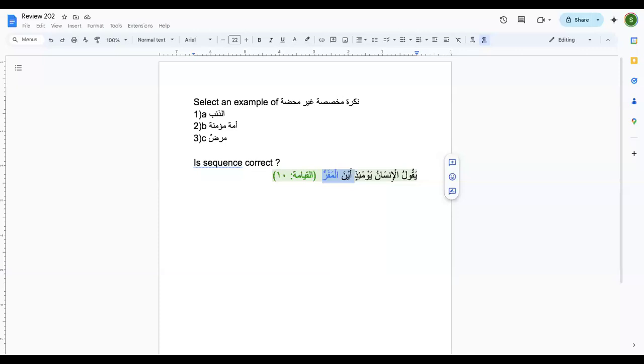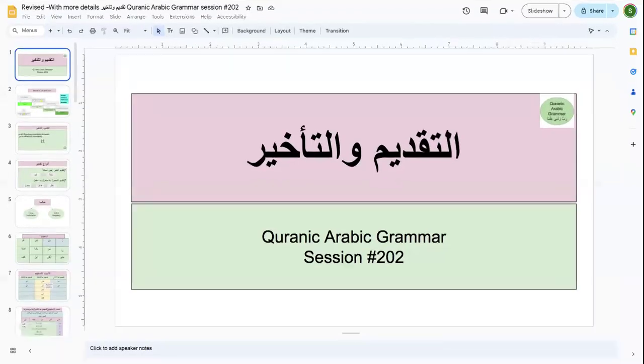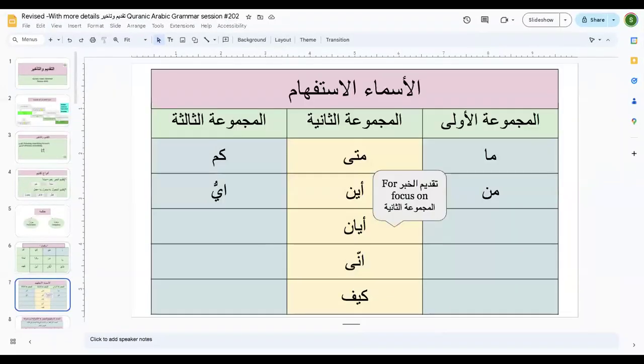But this is a condition where it is supposed to be like this, because your khabar is from the words for which there is sadaratul kalam, right? Aina, remember? We covered Aina in our first session for taqdeem wa ta'khir. Aina is from the istifham, which was in the second category. If I show you my screen here, can you see it?